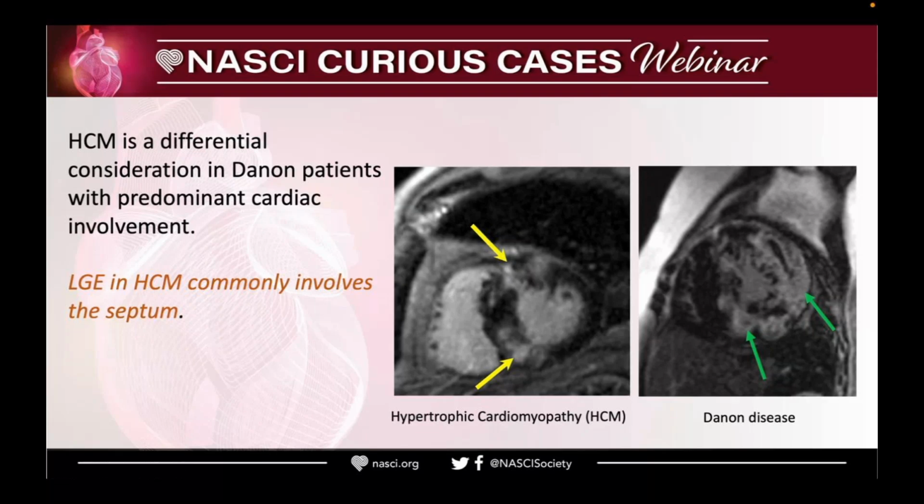And Danon disease, an X-linked disease, means that it affects predominantly men, but females can also be carriers, and females can manifest only cardiac disease, not the classic triad. There are a little bit of differences.